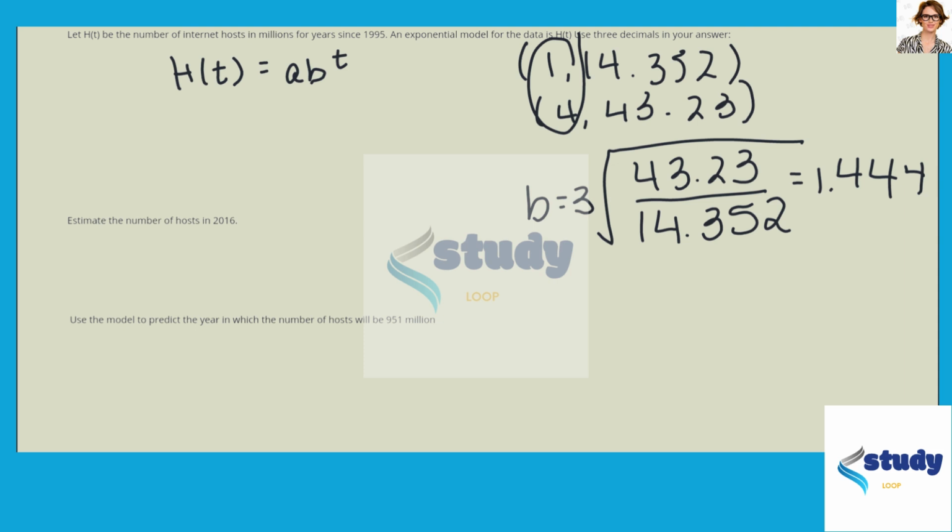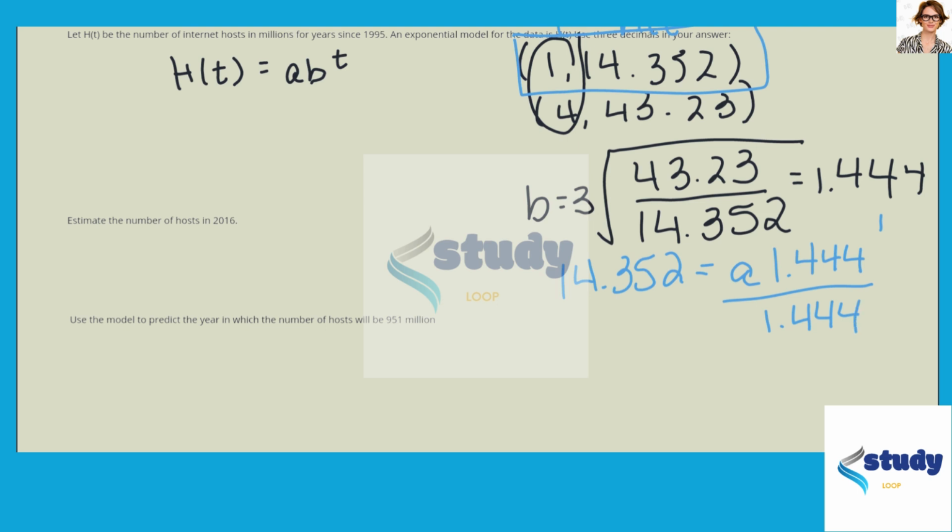Now to figure out our a, I'm going to use this point here and plug it in for t and h of t. So I'm going to get 14.352 is equal to a times b to the first power. To figure out my a, I just have to divide both sides by 1.444. I'm going to get that my a value is 9.939. So my equation is going to be h of t is equal to a times b to the t power.